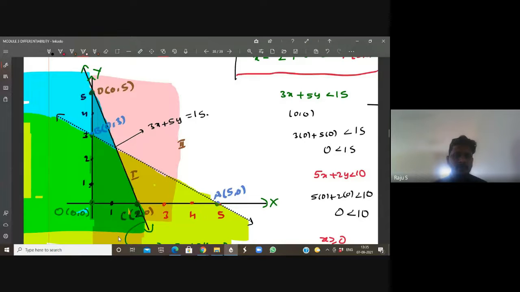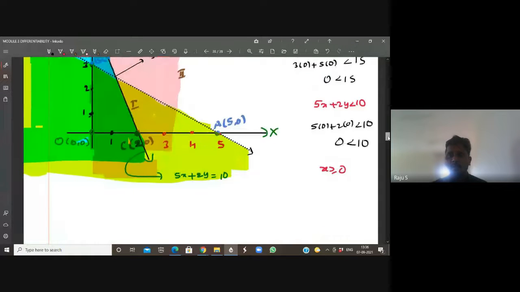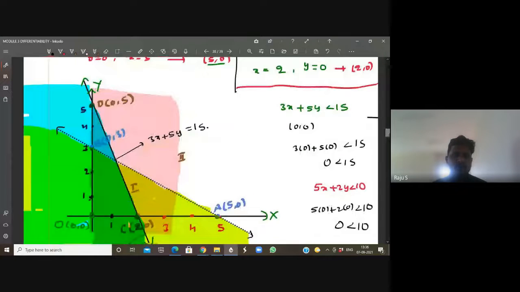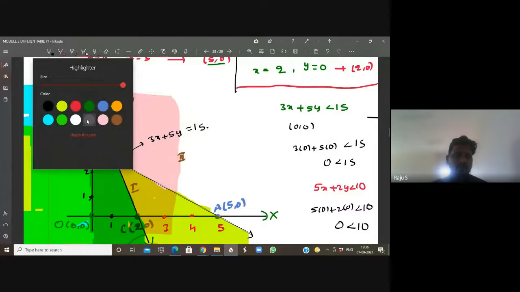This is the solution region. Then this is x greater than or equal to 0. Then what about y greater than or equal to 0? Y greater than or equal to 0 is above the x-axis. Above the x-axis.